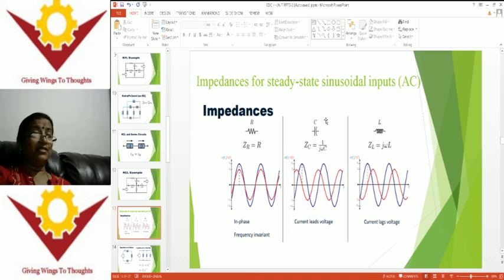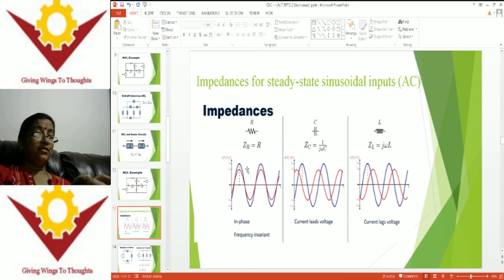That reactance should be either inductive or capacitive. So impedance is the combination of resistance and reactance. Reactance may be either capacitive reactance or inductive reactance. So here we can observe impedances whenever we are applying sinusoidal inputs.